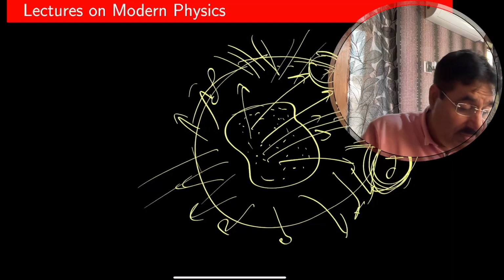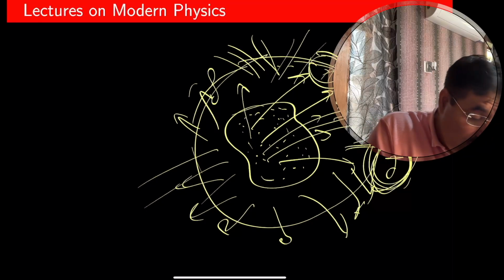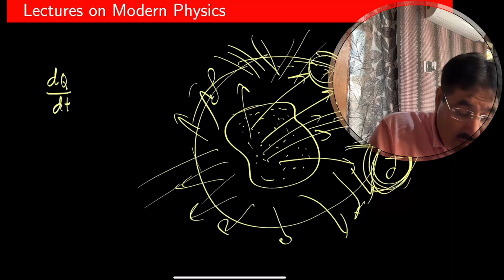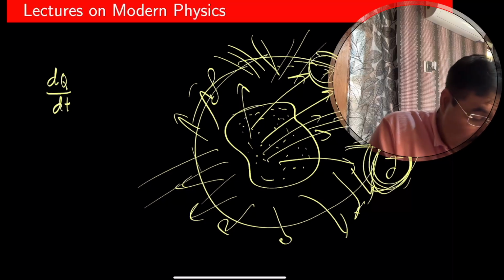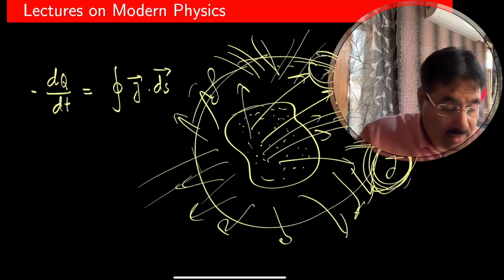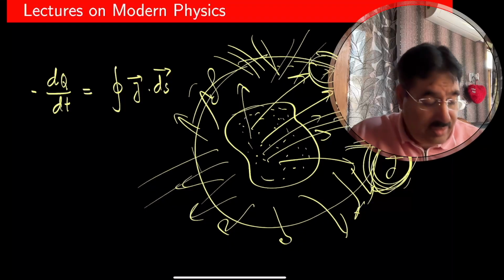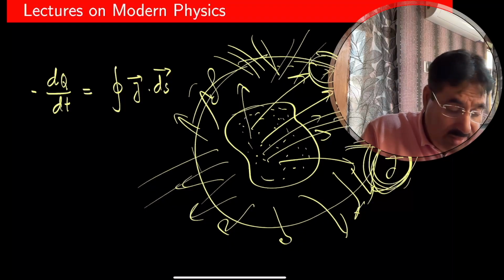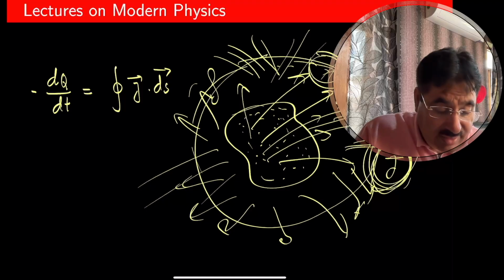So how should I write this down mathematically? I will say that the charge that is leaving this region, so it is decreasing, so I write a negative sign, is equal to the flux of the current passing through the surface enclosing this region. Right, this is how you put it mathematically. It's nothing but simple conservation of charge written in a mathematical way.